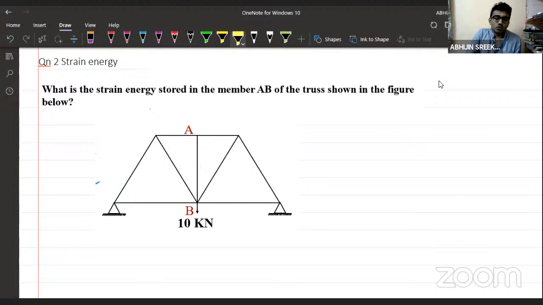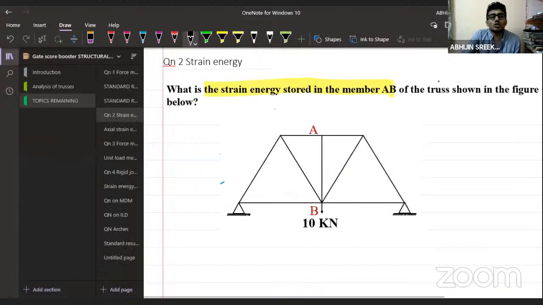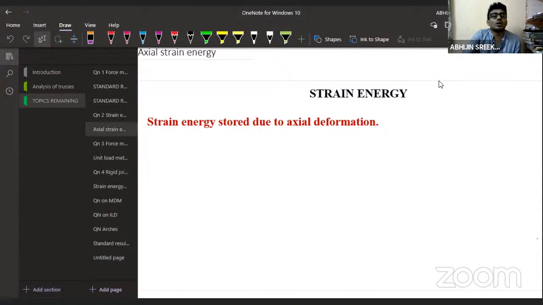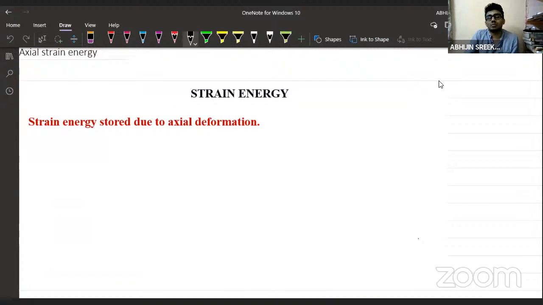What is the strain energy stored in the member AB of the truss shown in the figure below? We are having a member AB here, and we are asked to calculate the strain energy stored in the member. First of all, we should know the equation. We should know how to calculate the strain energy stored in a truss member. As we know, in a truss member, what is the member force? Is it bending moment, or is it shear force, or is it axial force?